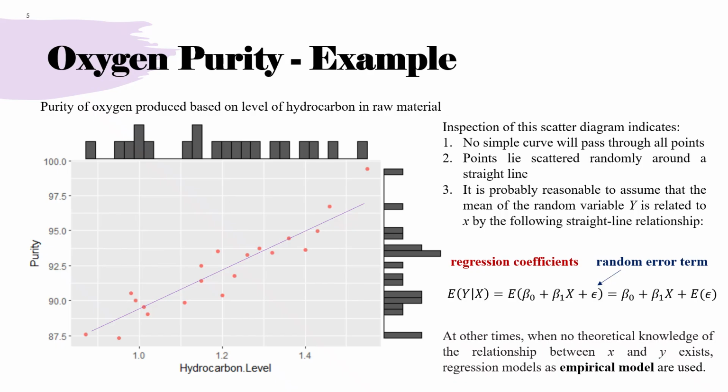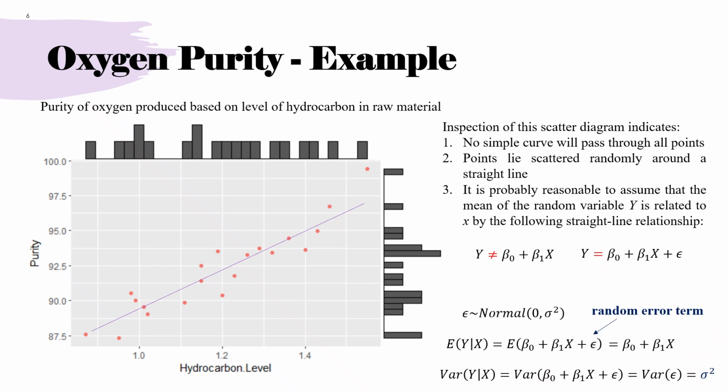This means the expected oxygen purity given the existing level of hydrocarbon in the raw material follows a line. To summarize, we know that the purple line does not pass all data points. So, we cannot claim that y equals beta 0 plus beta 1 times x, where beta 0 represents the intercept and beta 1 represents the slope of a typical line.